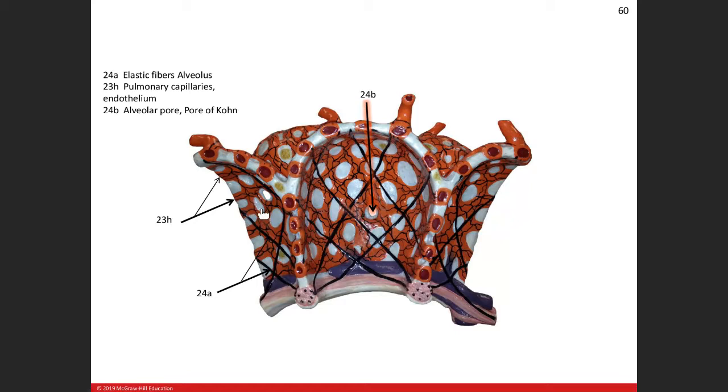So all this, you can see it's quite extensive for the capillary bed, and quite a few are elastic fibers just crisscrossing everywhere.